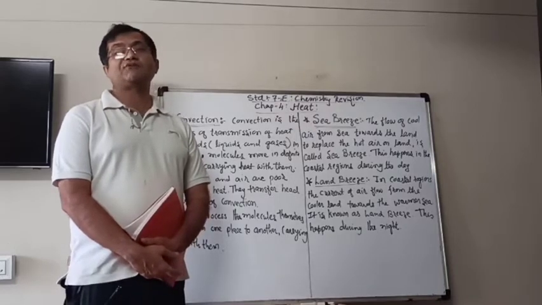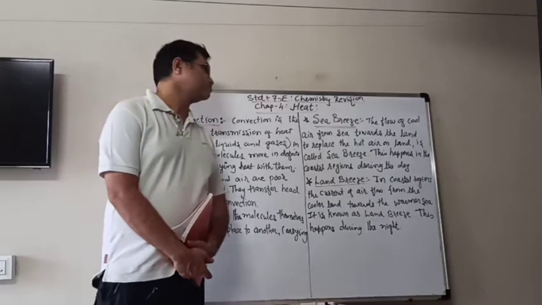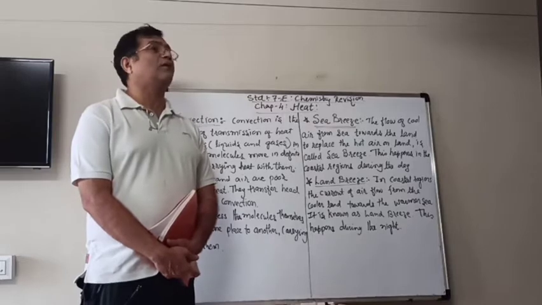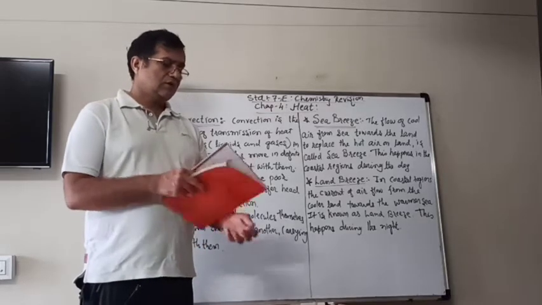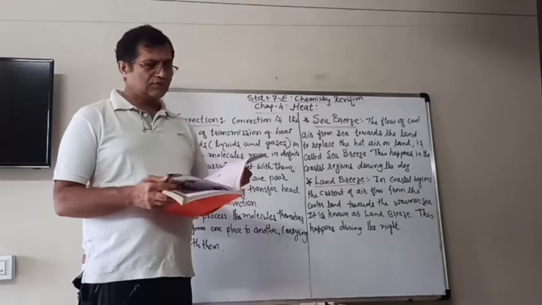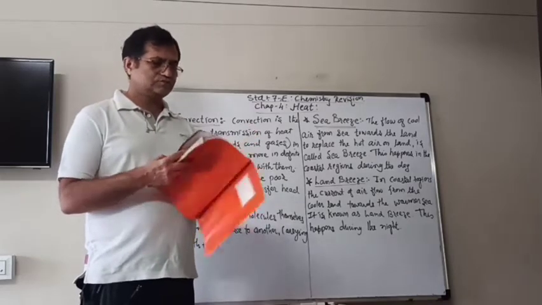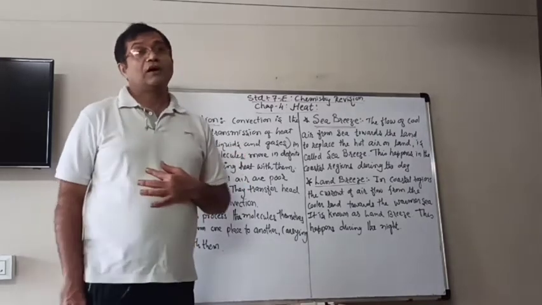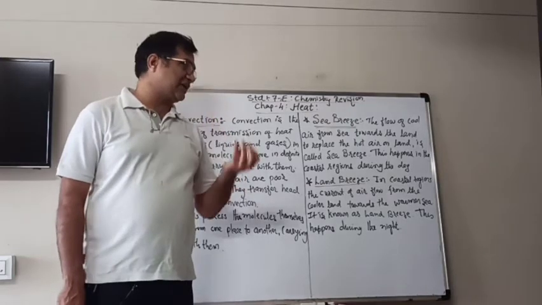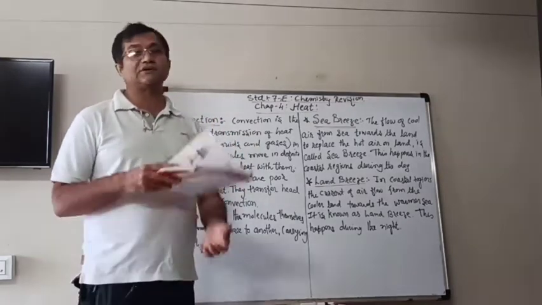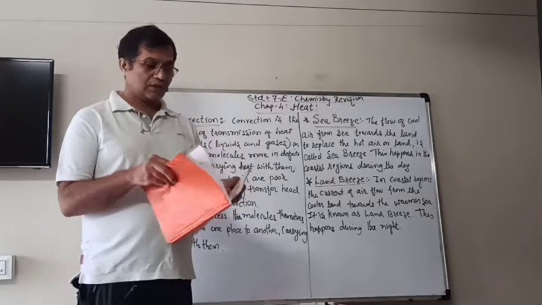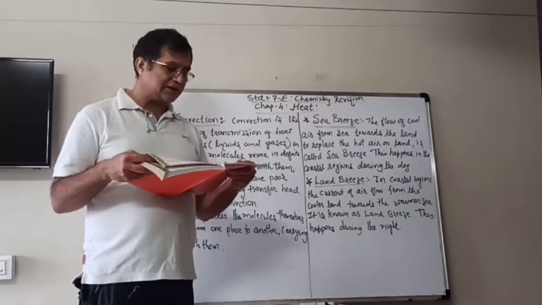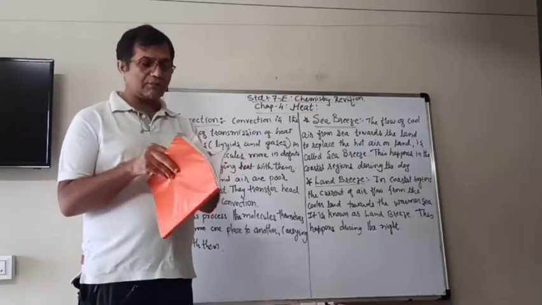Revision of chapter number 4 in chemistry, heat. We know that heat is a form of energy and we can use that energy for work. We also learned about temperature, about the thermometer, different types of thermometers, and how to use the clinical thermometer and laboratory thermometer.